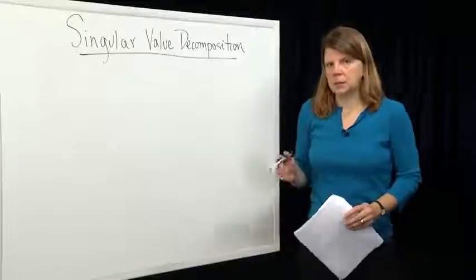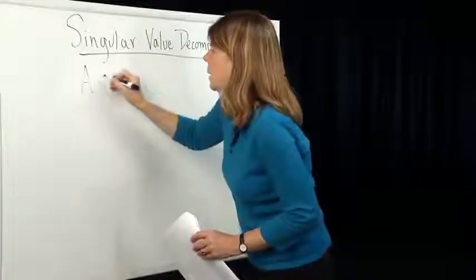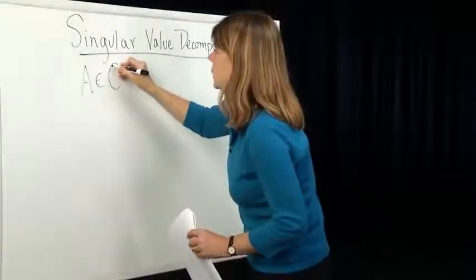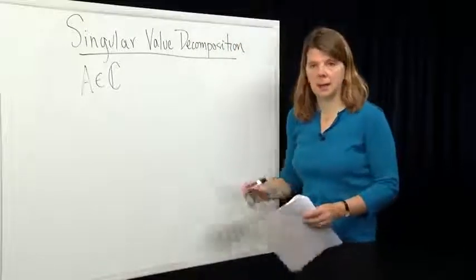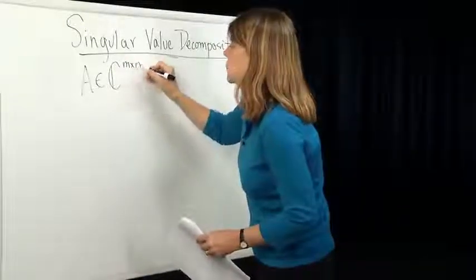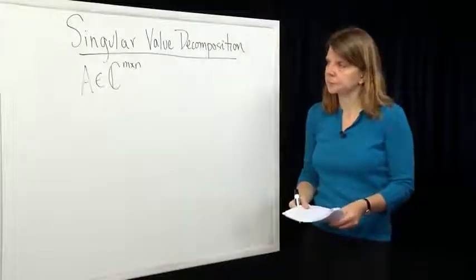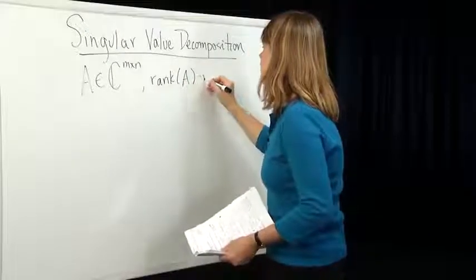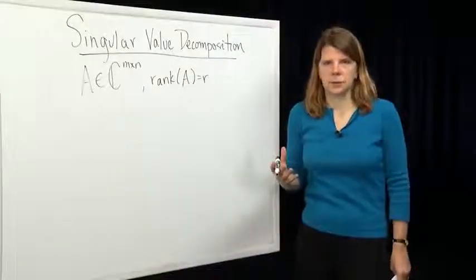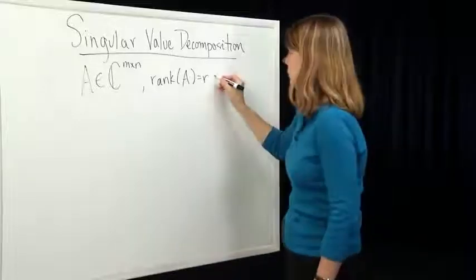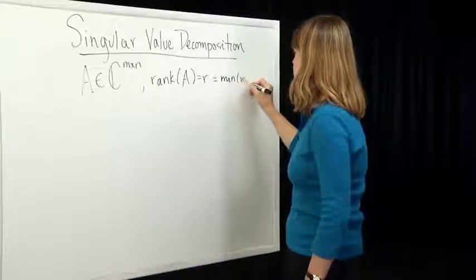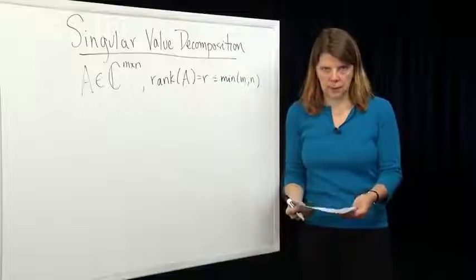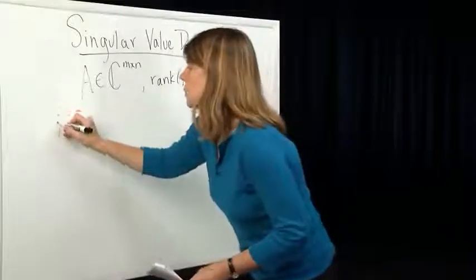If you have a matrix A, in general A has elements in the field which is either the real numbers or the complex numbers. So generally, let's assume that A is an m by n dimensional matrix, and let's assume that its elements are complex numbers. And let's assume that the rank of A is equal to R, where R is less than or equal to the minimum of m and n. Then the theorem about singular value decomposition states the following. So, theorem.